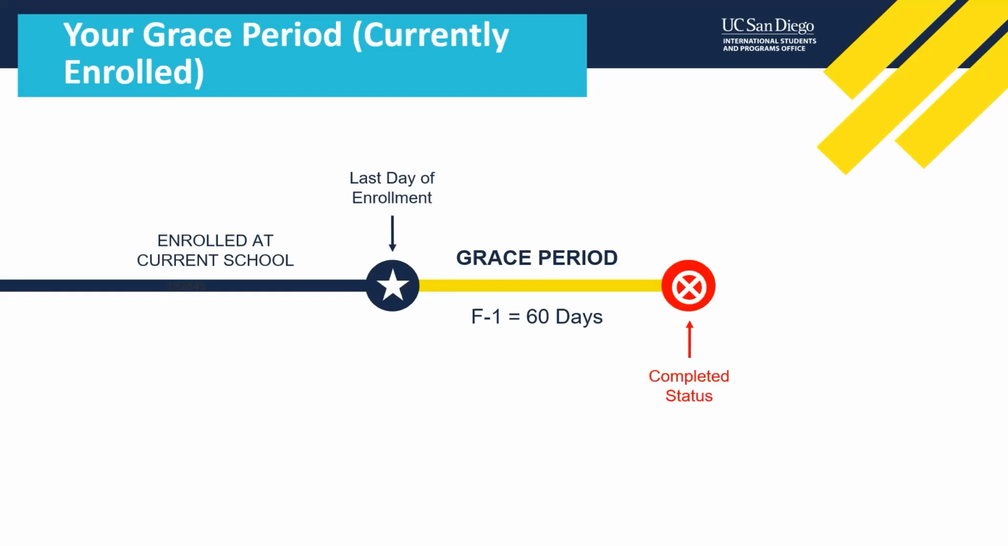If they do not take any action within that 60-day grace period, such as transferring their SEVIS record or applying for OPT, etc., their SEVIS record will complete and their F1 status will automatically end. Once that happens, this student will no longer be eligible for transfer.